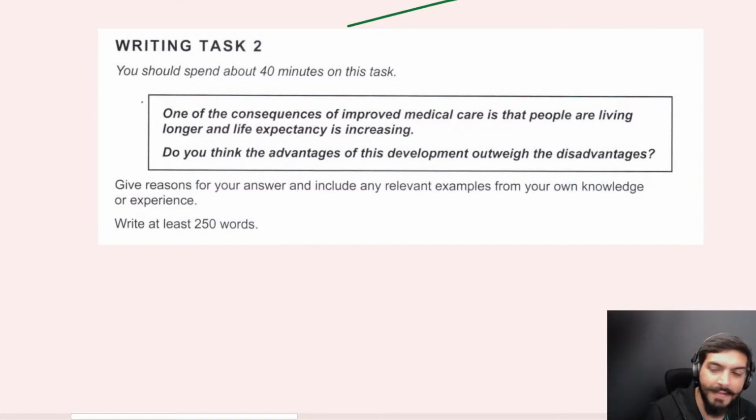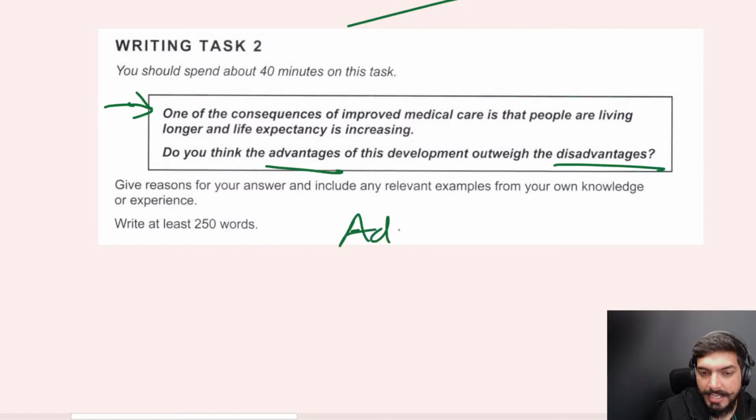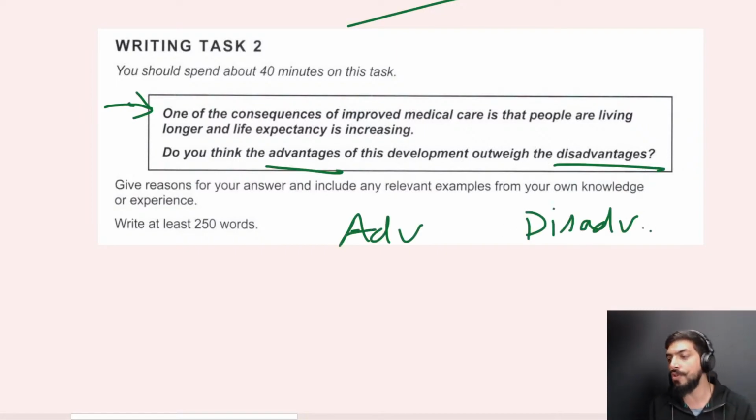So we have this question called one of the consequences, whatever the question is. First of all, do you think advantages are more than disadvantages? Which one is more, advantages or disadvantages in this case? I just want to hear your answer. Which side would you choose?